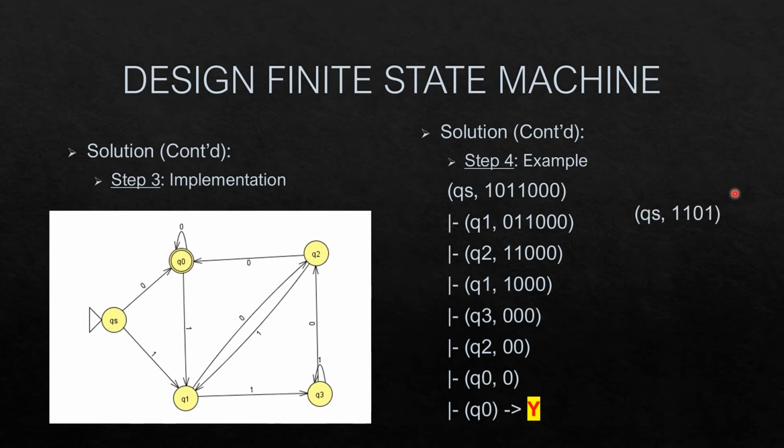Let's check another example. QS, 1101. When I am in QS state and I get the first input as 1, I transit to Q1 state. When I am in Q1 state, the next input I am getting is 1. I have to alter and go to Q3 state. When I am in Q3 state, the next input I am getting is 0. I have to go to Q2 state. When I reach Q2 state, the next input I am getting is 1. I transit and go to Q1 state, thus concluding that the given binary number, that is 1101, was not divisible by 4.